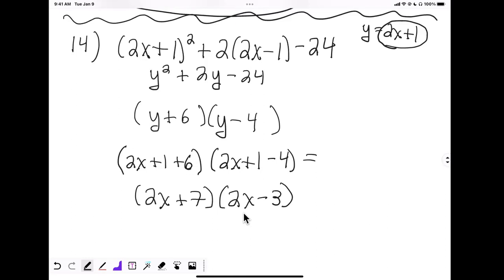Is that supposed to be a 2x plus 1 in the second set? Yes. Sorry. Yes, it was. Thank you.